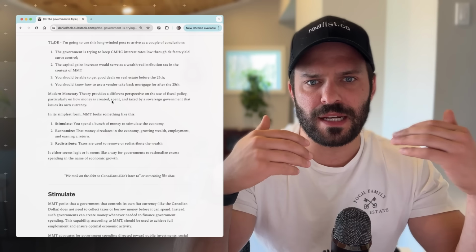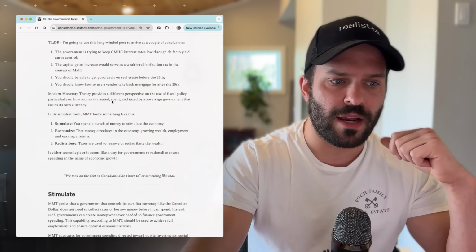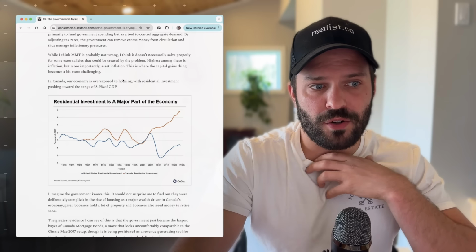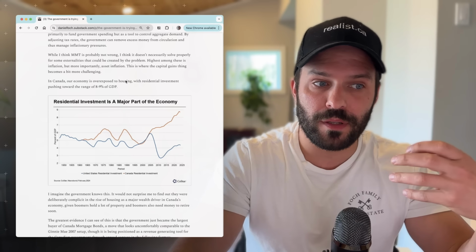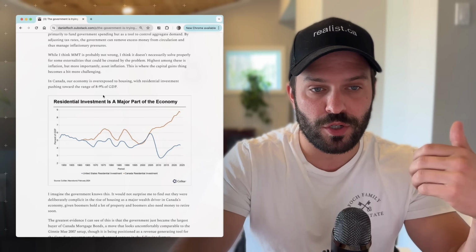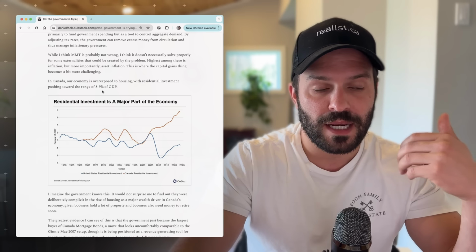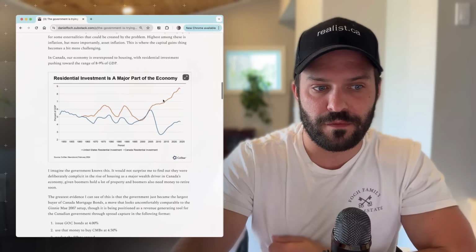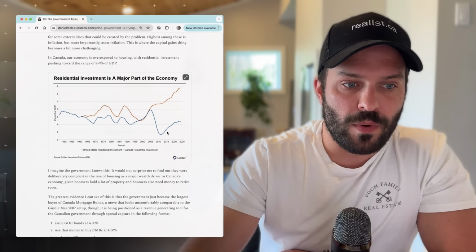And the clearest indication of this taking place in Canada is through housing and real estate. If I was the government, I understand why they would want to do it in real estate, because in Canada, we have a high amount of exposure to real estate as an investment. In Canada, residential investment is a major part of our economy. You can see it diverging in Canada from the US here.